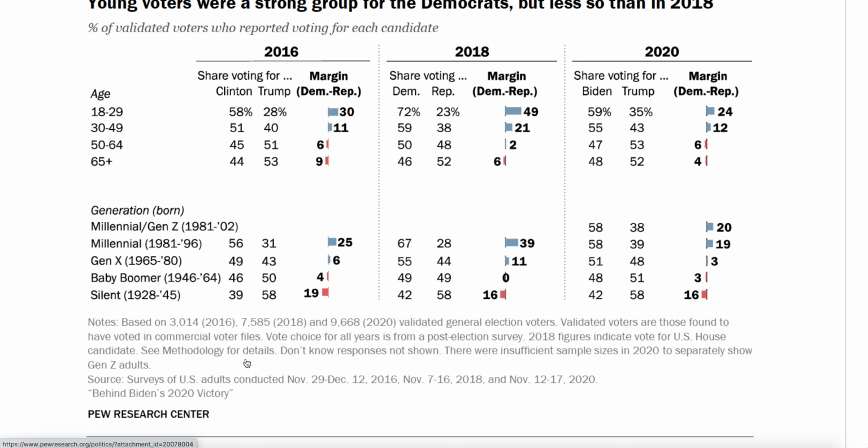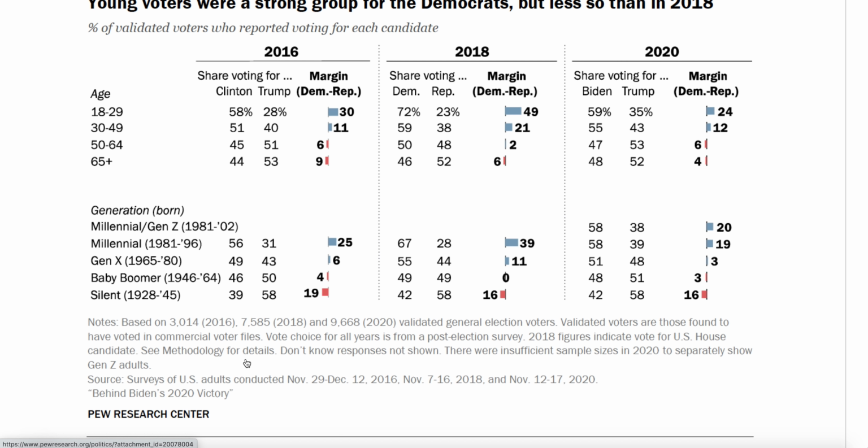The 65 plus margin here shows that in 2020, while Biden did better than Hillary Clinton, there have been elections in which these demographic groups have backed the Republican Party. In 2016, Trump won them by 9. That was not necessarily as much of a red wave in terms of the generic ballot as we are expecting for 2022. In addition to that, beyond that, you're looking at 50 to 64.